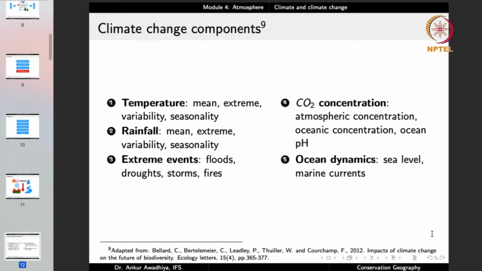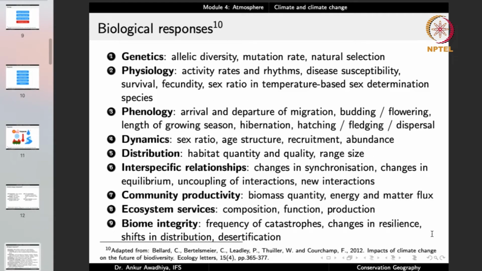And these changes are now impacting the biosphere. We are observing a large number of biological responses. We are observing changes at the genetic level. The allelic diversity of different organisms is changing. There is a change in the mutation rate. There is a change in natural selection. So we'll look at this in a short while. There are changes in physiology of organisms. The activity rates and rhythms are changing.